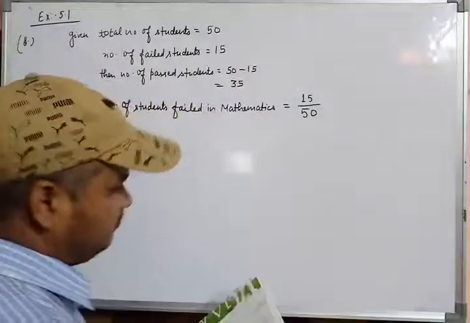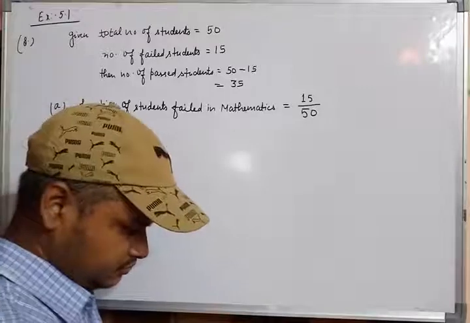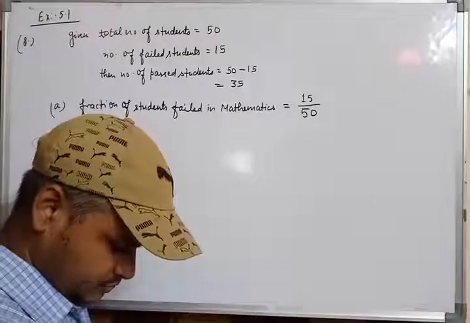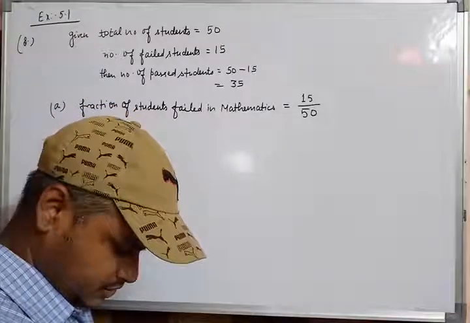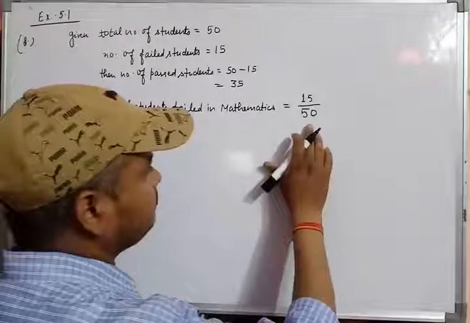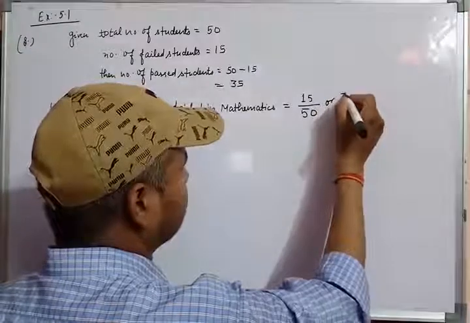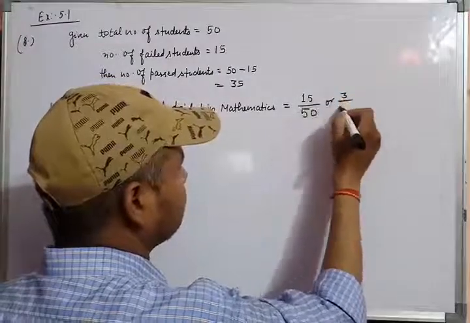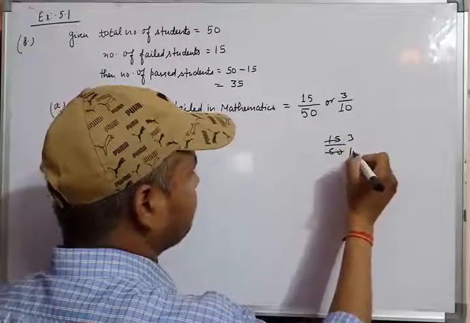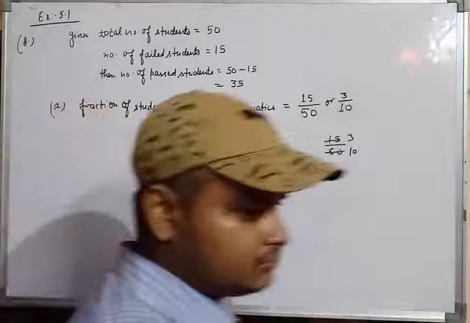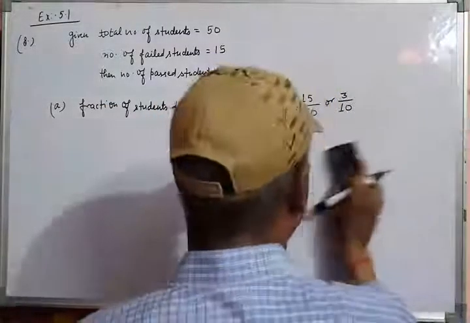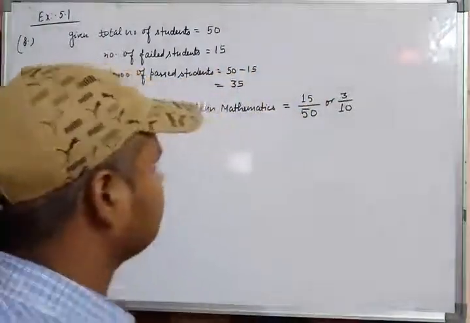Now this can be simplified further. You can write 15 upon 50 as 3 upon 10, because 5 threes are 15, and 5 tens are 50. So the other answer of this question is 3 upon 10.